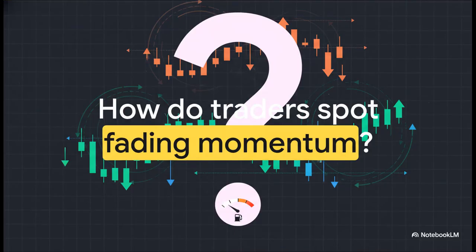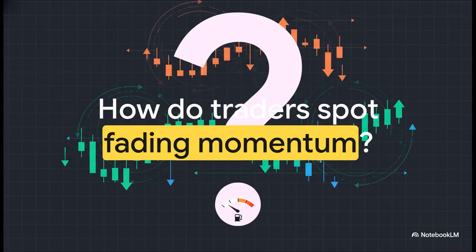Let's kick things off with a question that's probably frustrated pretty much every market participant at some point. How do traders know when a stock is running out of gas before the price actually drops? Have you ever bought an asset that was shooting straight up to the moon, only to have it completely reverse on you the very next day? Yeah, it happens, right? And it happens because we often misread momentum.